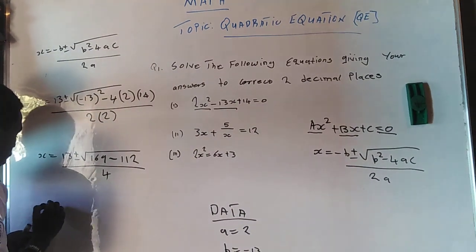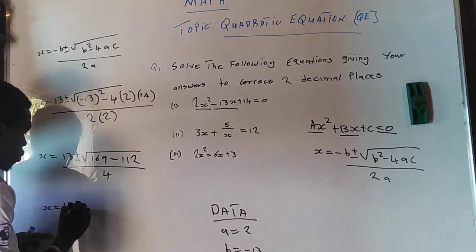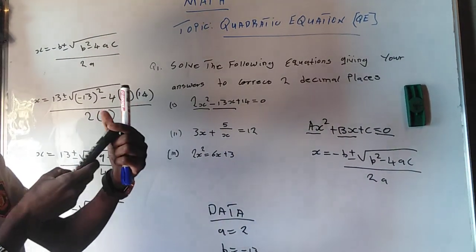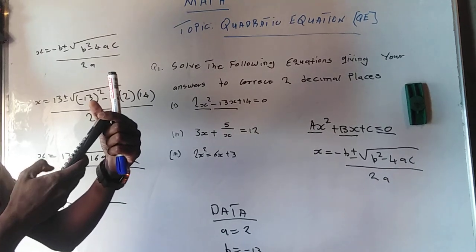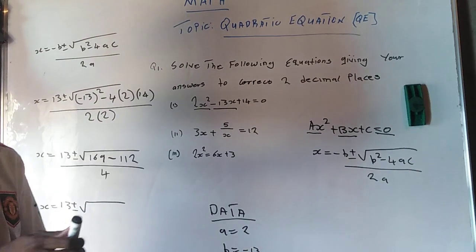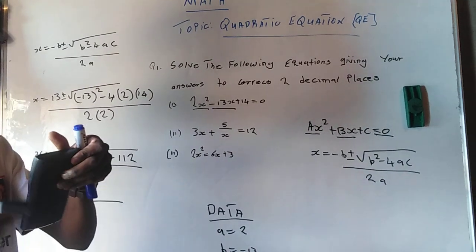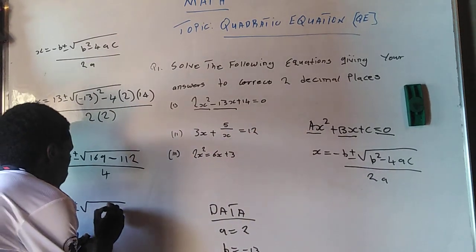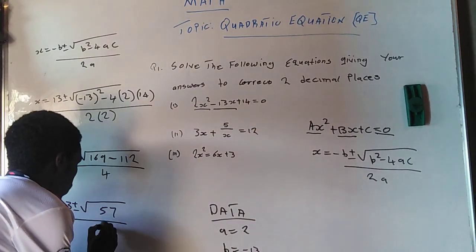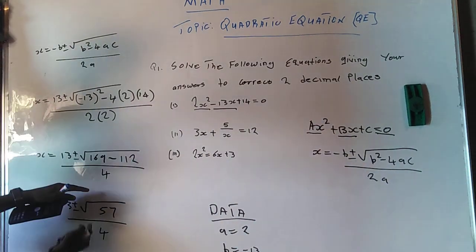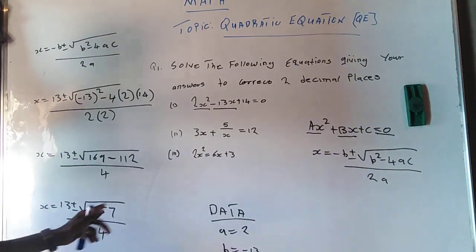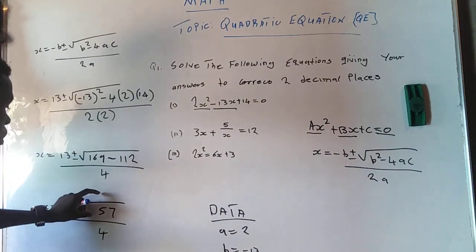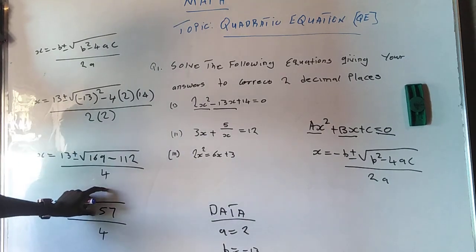Then we continue. X is equal to 13 plus or minus 169 minus 112. I'm going to come up with 57, so 57 over 4. At this level you now need to come up with the square root of the number 57. So this is where a calculator is very important.